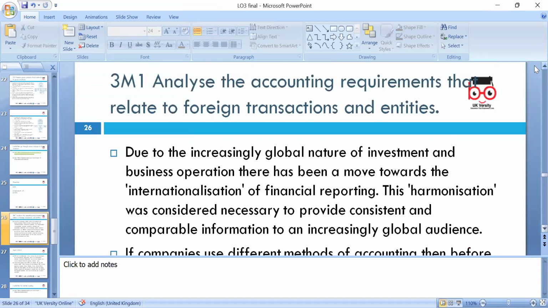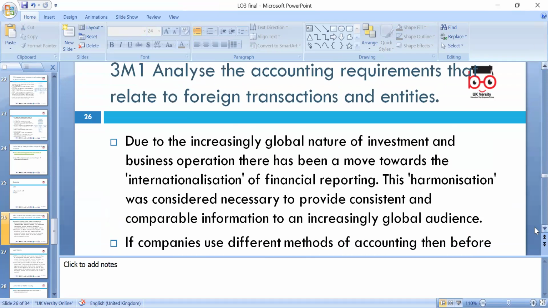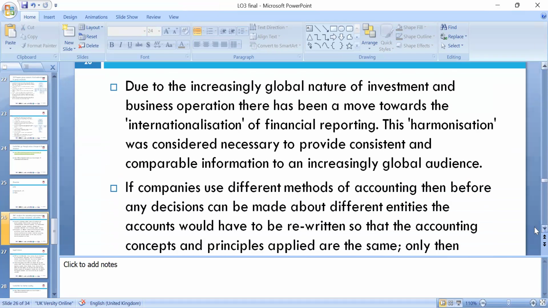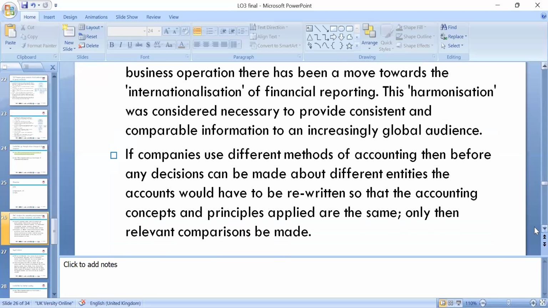Then we have the merit criteria: analyze the requirements related to foreign transactions. Due to increasing global investment, we deal with foreign companies, but we need to look at the board of control, where the company head office is based, who makes the decisions, and where the company is registered, and we have to apply the principles accordingly.